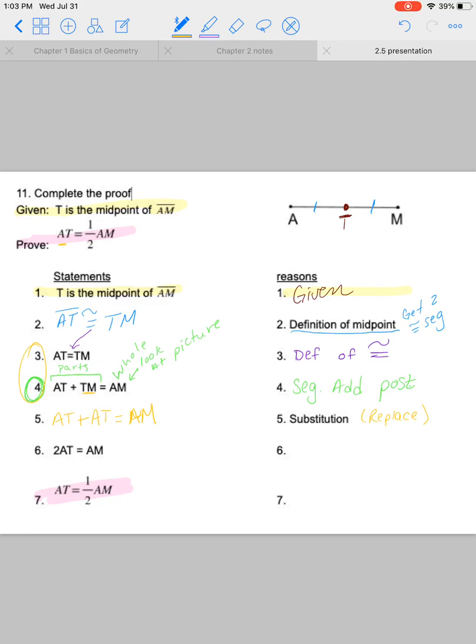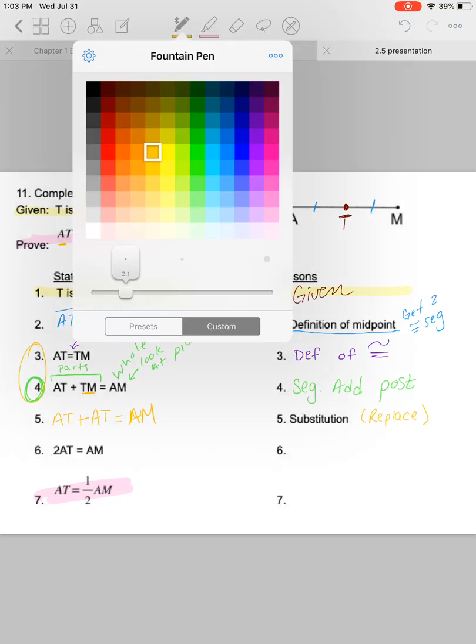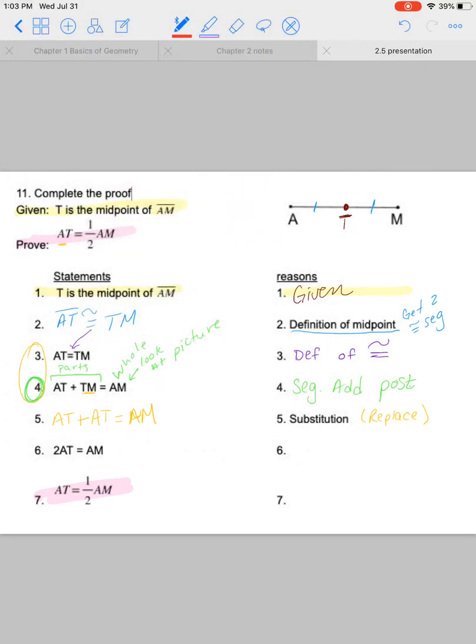The next one is something that we haven't really talked about. This one is where we have taken an addition problem and simply simplified our addition. We have AT plus AT, so there are two ATs. So this is simplify. I will also count this if you call it substitution, because we've replaced the addition problem with what it's equal to.